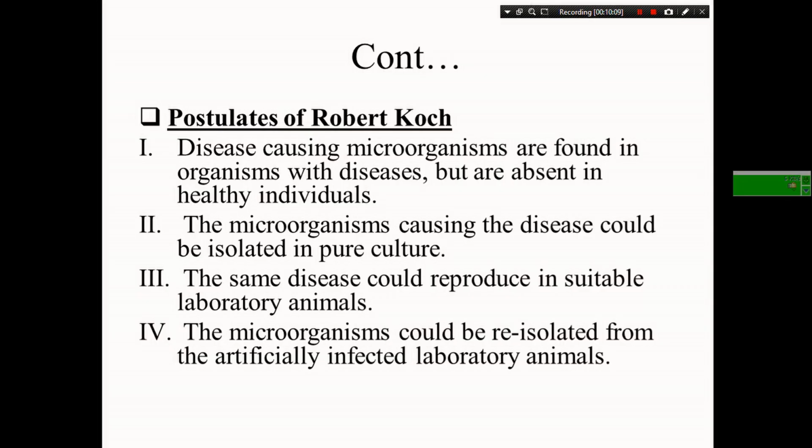These are: first, pathogens are found in organisms with the disease but are absent in healthy individuals. Second, pathogens could be isolated in pure culture. The third one is that the same disease could be reproduced in suitable laboratory animals. And the fourth one is that pathogens could be re-isolated from artificially infected laboratory animals. So these are the four main postulates put forward by Robert Koch.